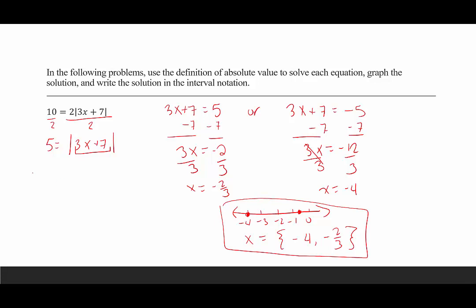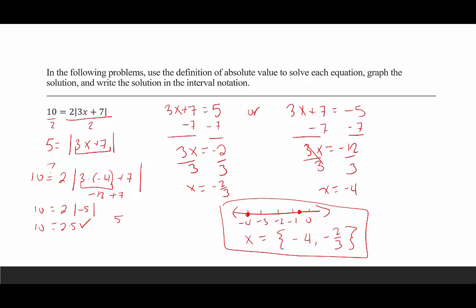So if we plug in negative 4, we get, does 10 really equal 2 times the absolute value of 3 times negative 4 plus 7? Well, this is negative 12. Negative 12 plus 7 is negative 5. The absolute value of negative 5 is positive 5, and we end up with 10 equals 2 times 5. Great. That one works.